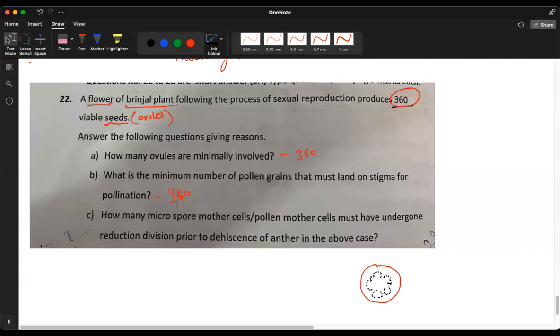Did I say male embryos? It should be male nucleus. So we need 360 male nuclei to fuse with 360 egg cells present in the embryo sac, and hence 360 embryos will be formed, which will be present in each seed. So when they say the word viable, viable means it can germinate. And this is a hint that it contains an embryo inside it.